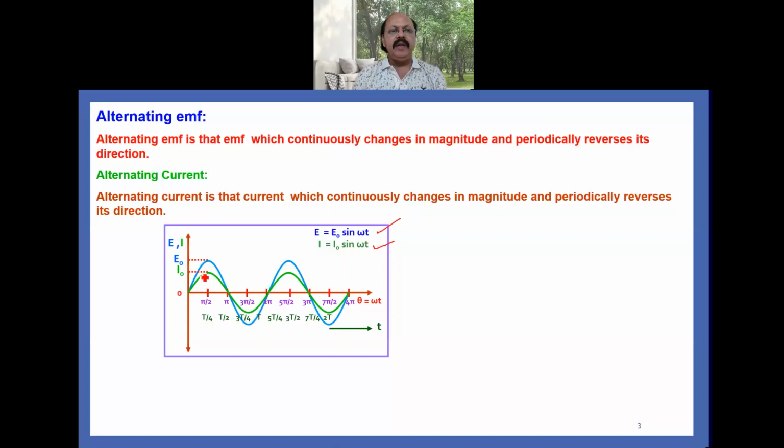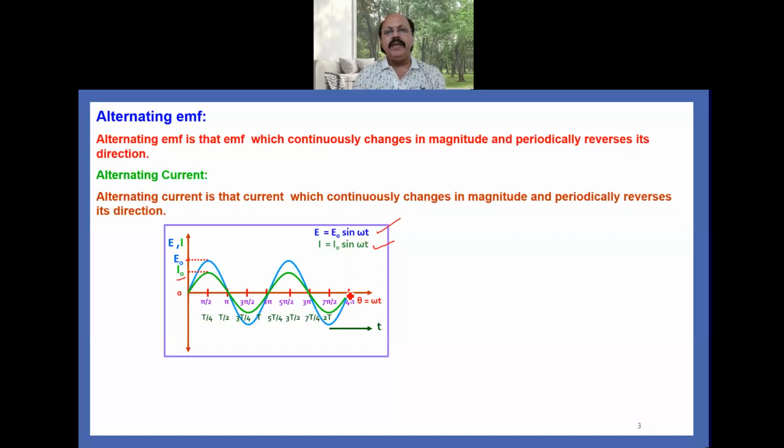And the maximum value for alternating EMF is represented by E naught, and the maximum value for alternating current is represented by I naught. Then you see that for both alternating EMF and alternating current, the magnitude changes continuously and the direction changes periodically. So this is the representation of the alternating EMF and alternating current.